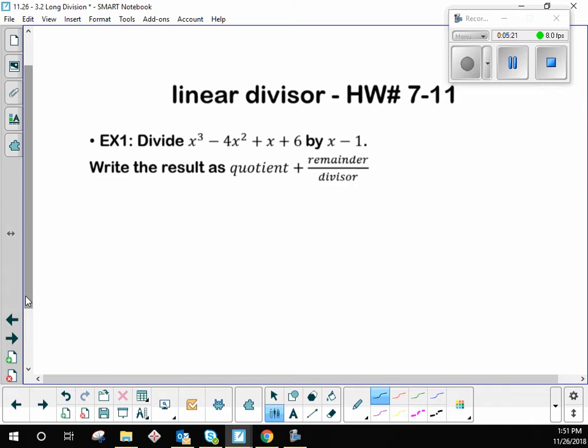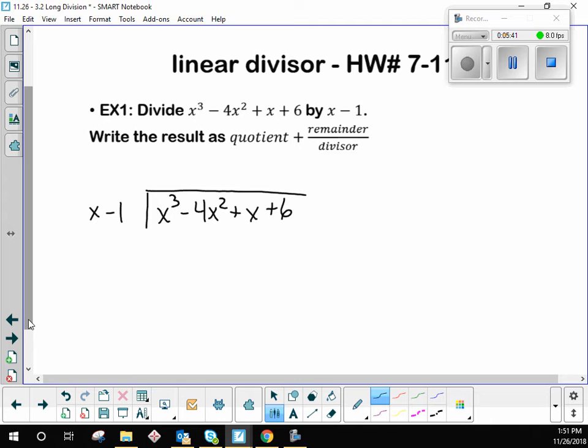Which of those things goes under the division bar, this long or this short thing? The long thing, right? Whatever's listed first. So I've got x cubed minus 4x squared plus x plus 6. And x minus 1 is the divisor, goes out front.